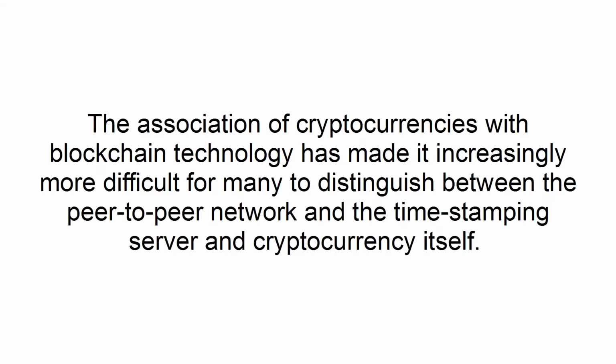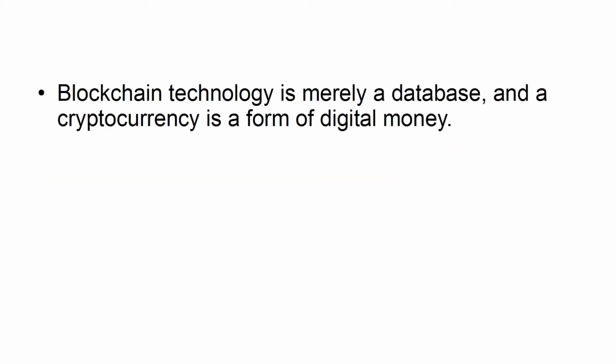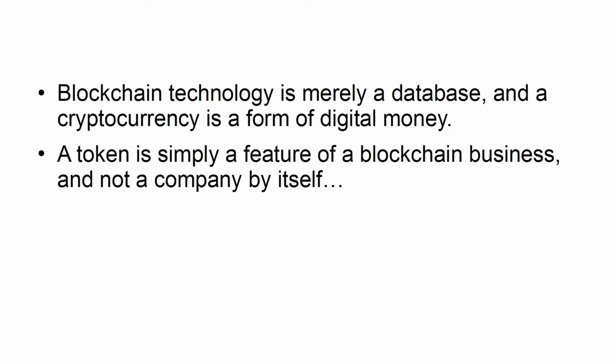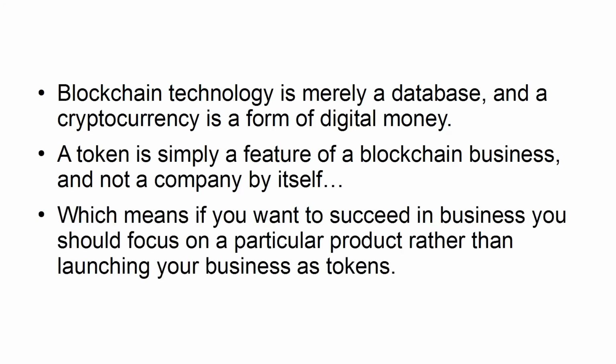The association of cryptocurrencies with blockchain technology has made it increasingly more difficult for many to distinguish between the peer-to-peer network and the time-stamping server and cryptocurrency itself. Blockchain technology is merely a database, and a cryptocurrency is a form of digital money. A token is simply a feature of a blockchain business, and not a company by itself, which means if you want to succeed in business, you should focus on a particular product rather than launching your business as tokens.